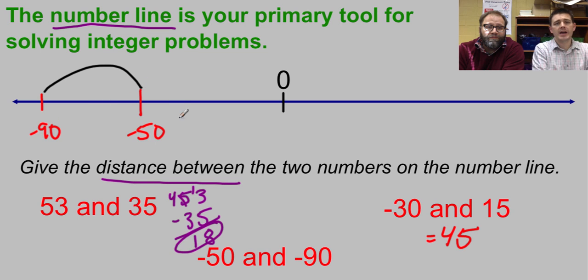So we want to go from 90 back to 50. A lot of us can probably do that in our head, to go from 90 to 50. That's just a difference of 40. But if we're not sure, we just do a quick subtraction problem.